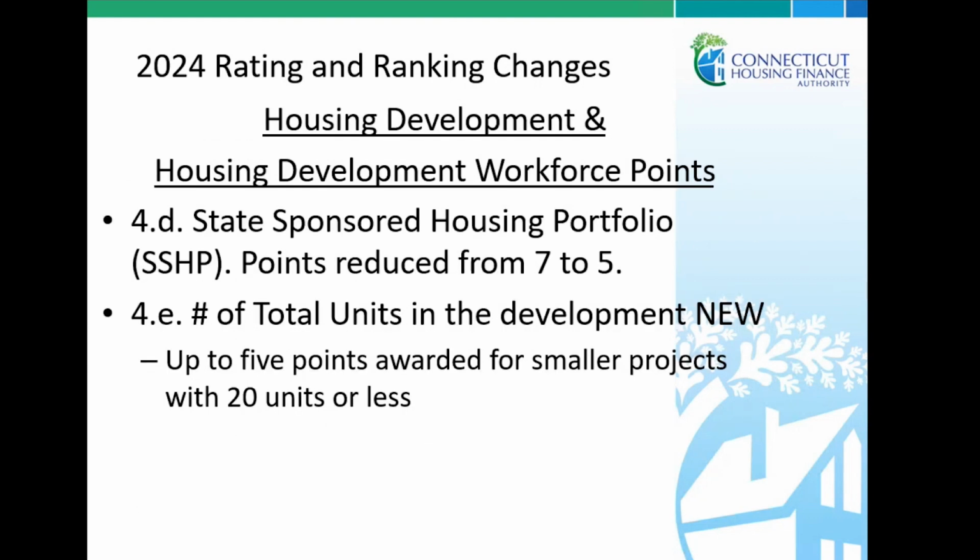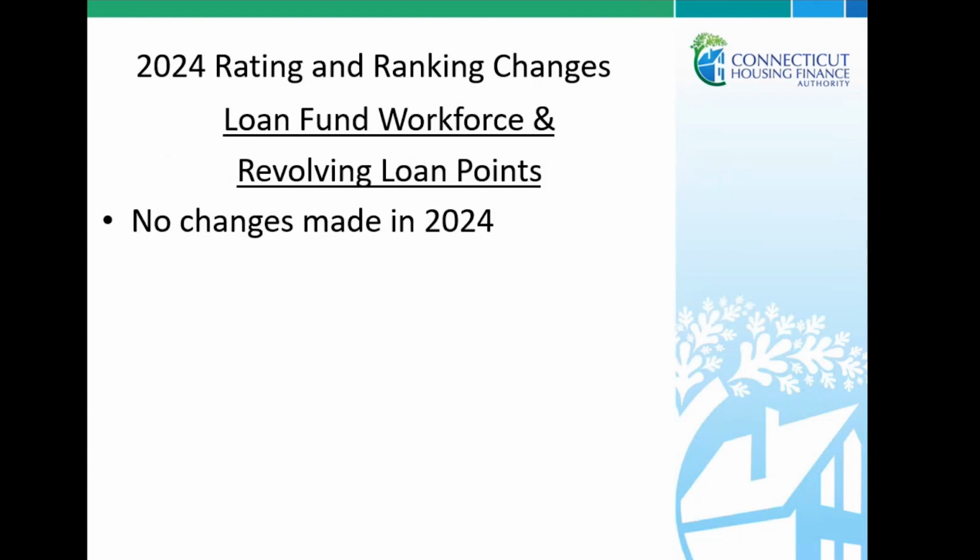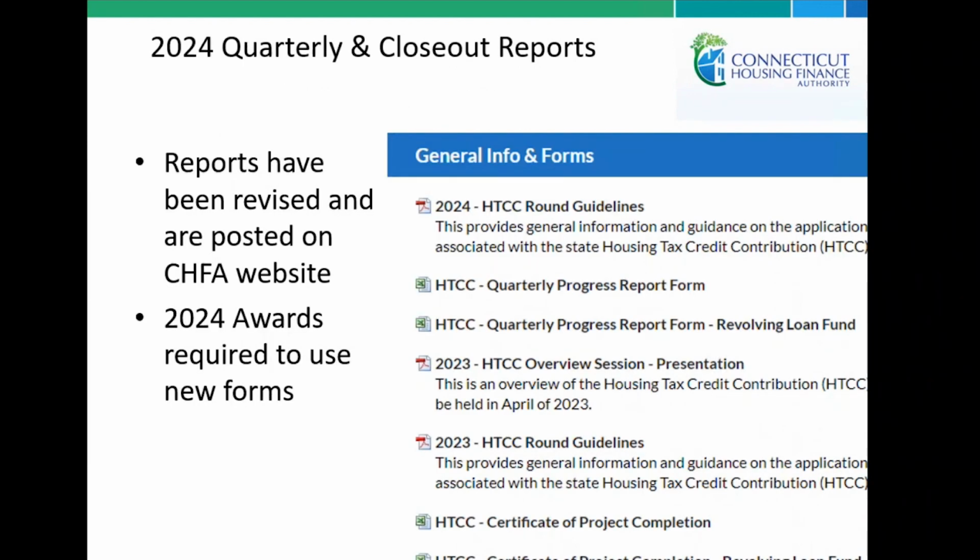For item 4D, the SSHP points, we reduced those points from 7 down to 5. And we have a new point category, which is the number of total units in the development. We'll award up to 5 points for smaller projects with 20 units or less. For the revolving loan funds, we did not make any changes to those points worksheets for this year. And now I'm going to introduce Trayvon Perry. He's going to do the next few slides.